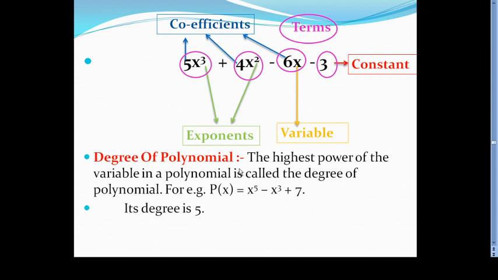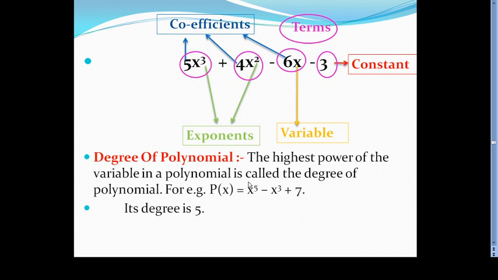Now what is the degree of a polynomial? The highest power of the variable in a polynomial is called the degree of the polynomial. For example, p(x) is equal to x raised to the power 5 minus x raised to the power 3 plus 7. Its degree is 5. Why 5? Because 5 is greater than 3.